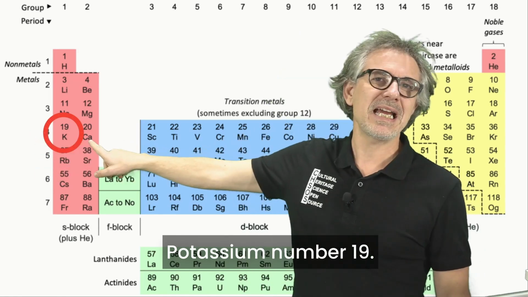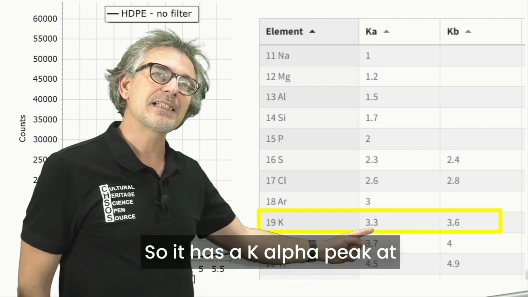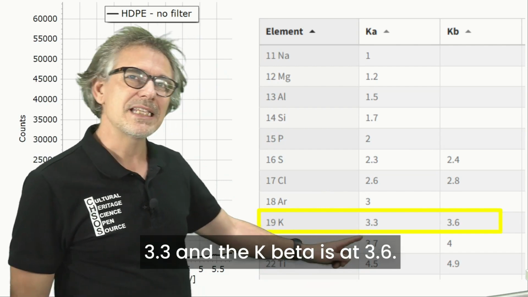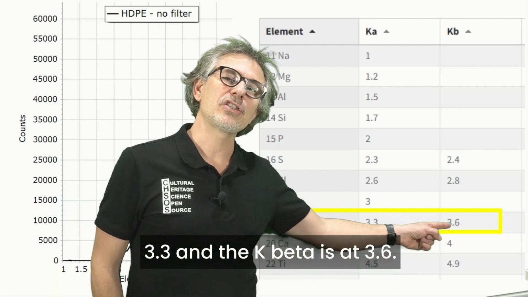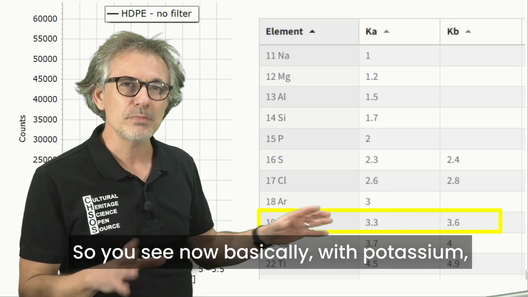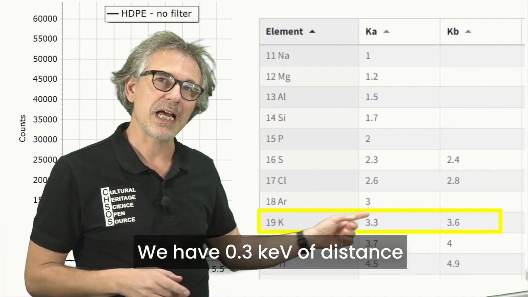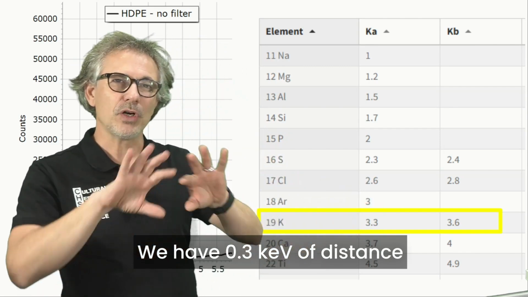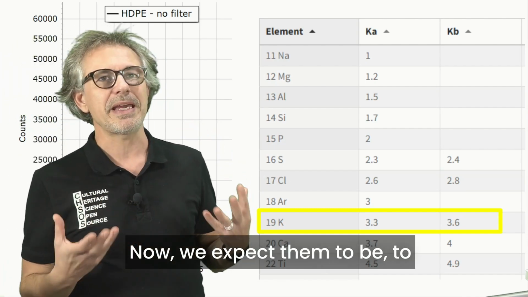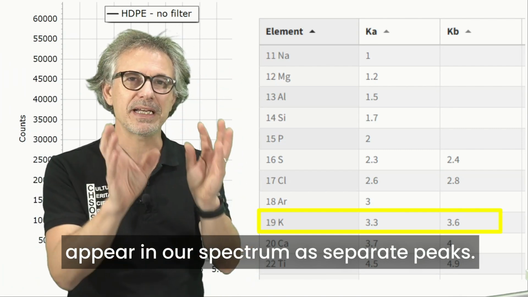Potassium, number 19, in the X-ray table has a K-alpha peak at 3.3 keV and the K-beta at 3.6 keV. So you see now, with potassium, the K-alpha and the K-beta are far apart. We have 0.3 keV of distance between the two peaks. Now we expect them to appear in our spectra as separate peaks.